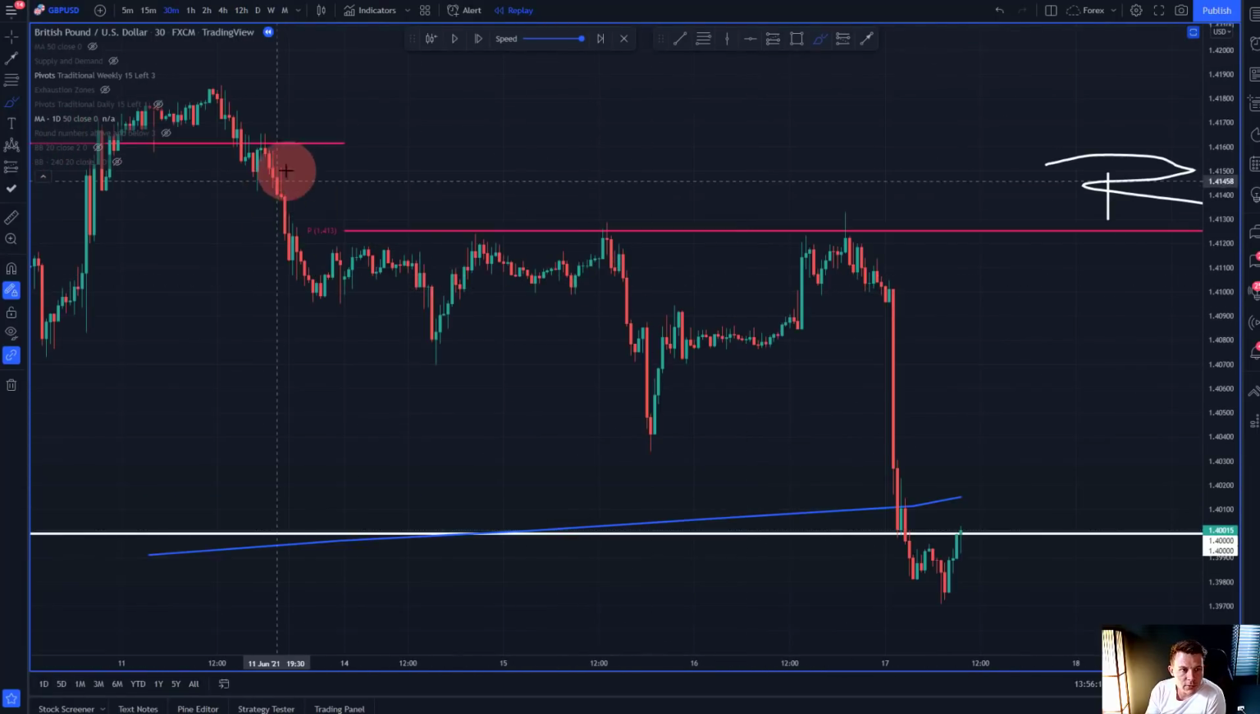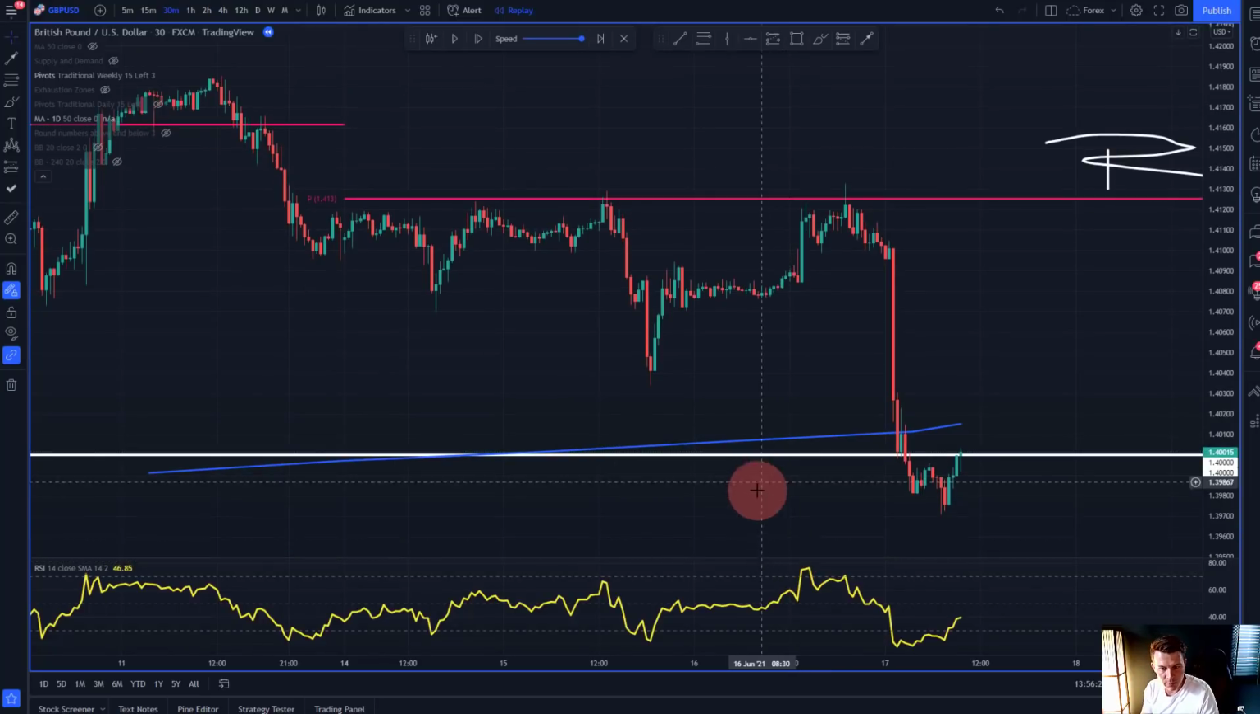And here what we could do is, first of all, we don't need this. Oops, that's the RSI. We can maybe consult it later.